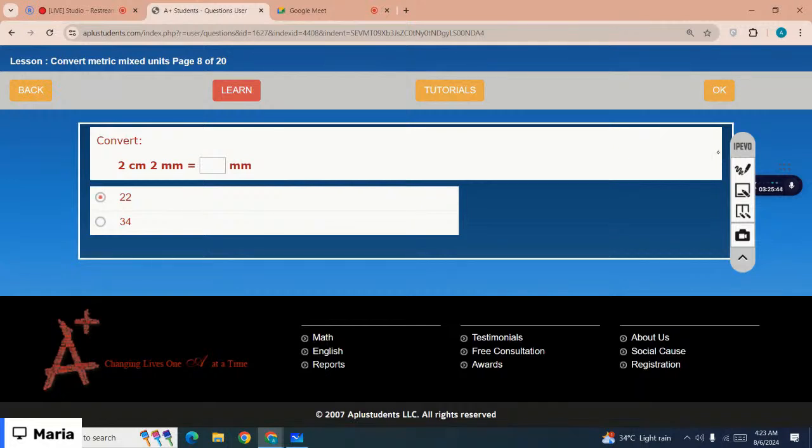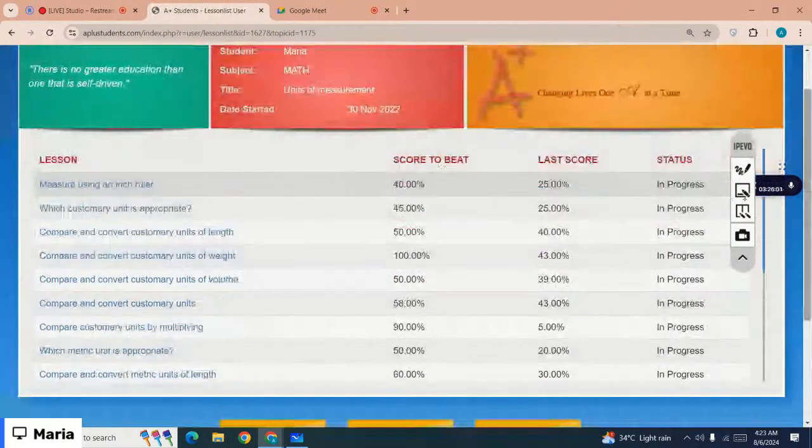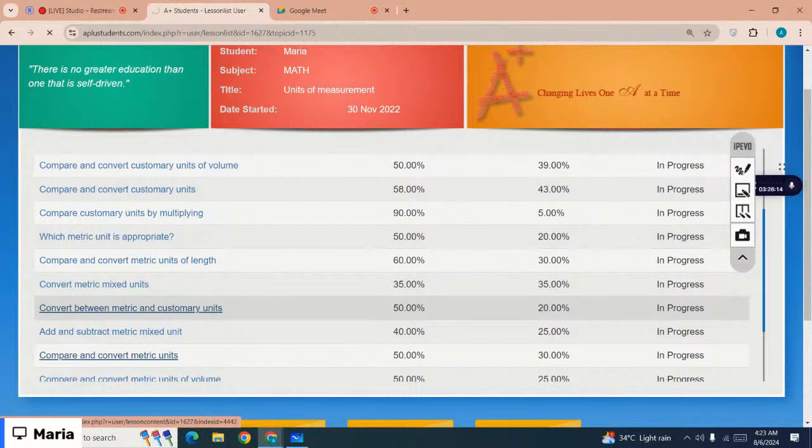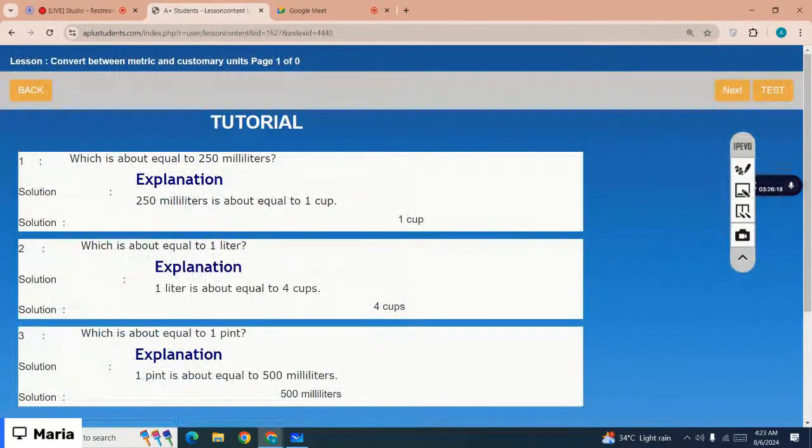Okay, you can complete the lesson by yourself later today. Let me just move on to the next lesson. The next lesson is convert between metric and customary units, which is about equal to 255 millimeters. So which is the correct option?